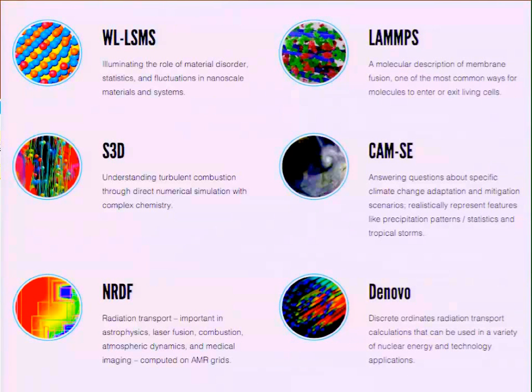Denovo is a nuclear radiation transport code. And this one was using straightforward CUDA. They got a significant speed up. I can't remember what it was. And NRDF, I'm actually not that familiar with, so I won't comment on that.